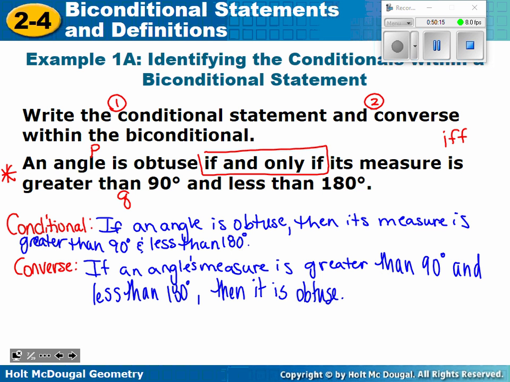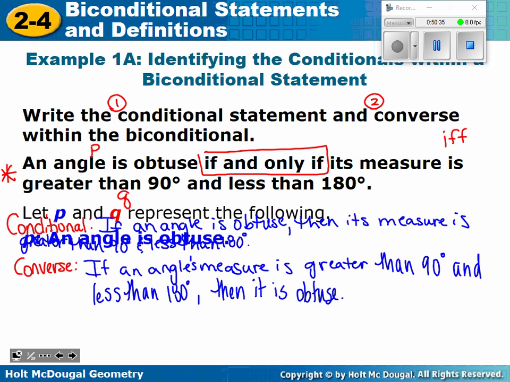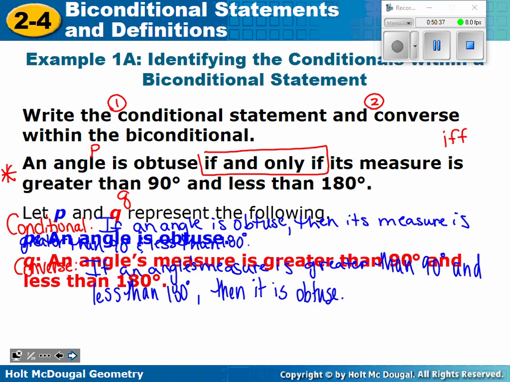They may give you these two and ask you to combine them together and write the biconditional statement. If they do that, all you do is get rid of the word if, get rid of the word then, and in between you put what phrase? If and only if. Okay? It's easy, right? Because we had to learn the whole what does if then mean.